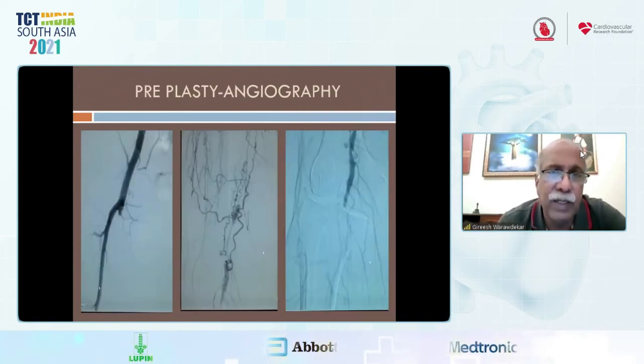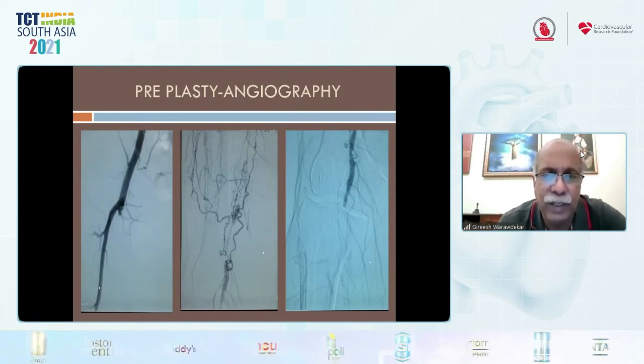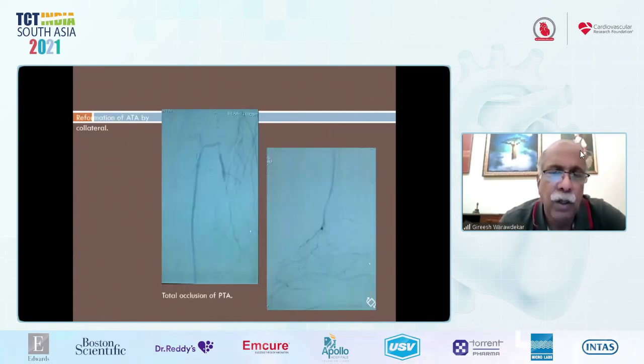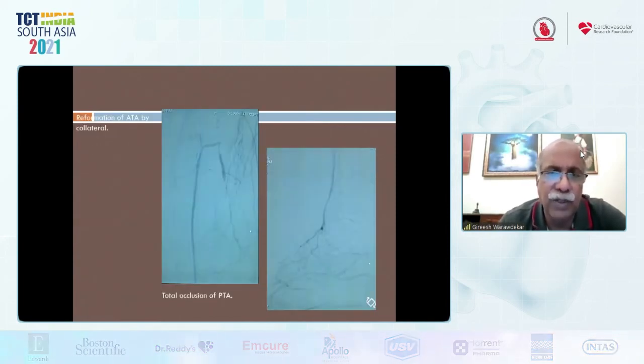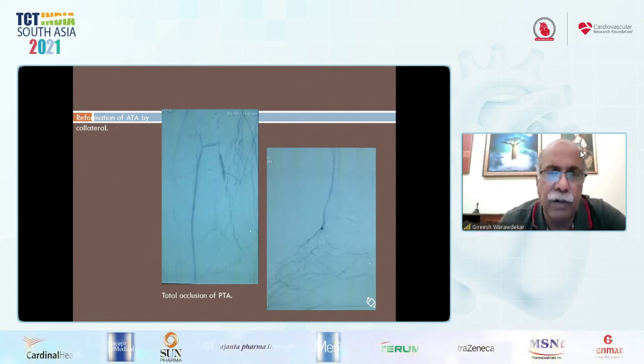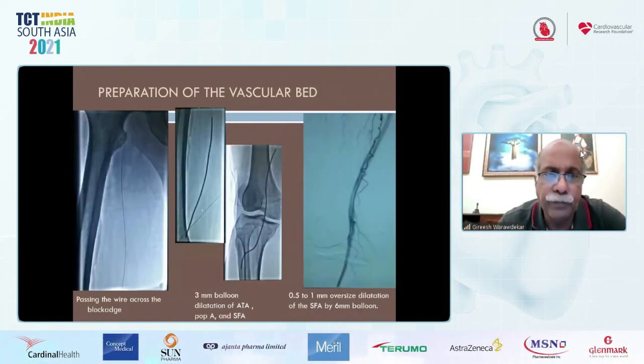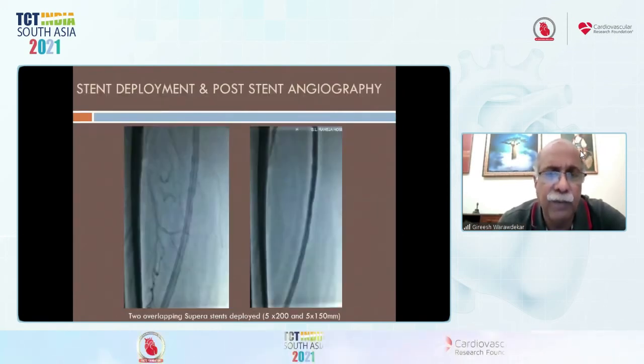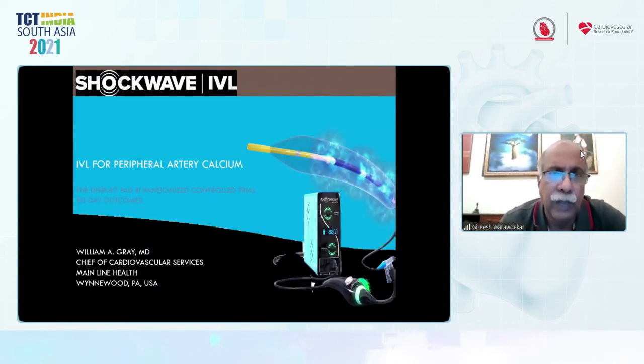And when we did the angio, you can see there is a total occlusion of the SFA just distal to its origin, as well as another occlusion at the popliteal level across the joint. This is the distal runoff, which is a single vessel anterior tibial runoff. We went across with the wire, pre-dilated the whole segment, and then we put a Supera and overlapped it with two Superas, and we got a good result.